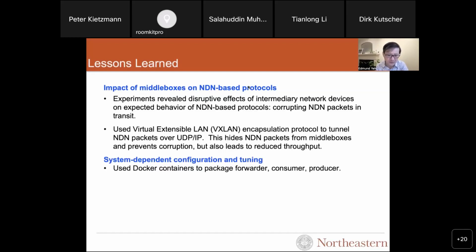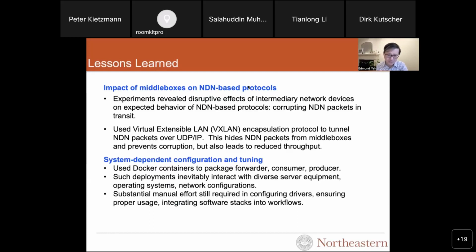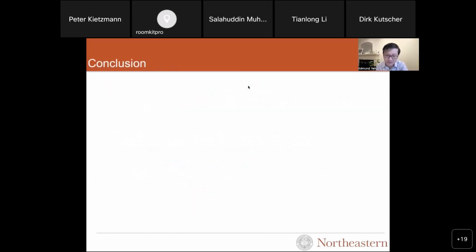Also, system-dependent configuration and tuning. This is something we spent a lot of time on. Even though we used Docker containers to package the forwarder, the consumer, and producer, which improved things quite a bit, these deployments still inevitably interact with diverse server equipment, operating systems, and network configurations, and we still needed to spend substantial manual effort configuring drivers, ensuring proper usage, and integrating software stacks into the workflows. And this entailed a large amount of trial and error, unfortunately, but this kind of project definitely requires that.